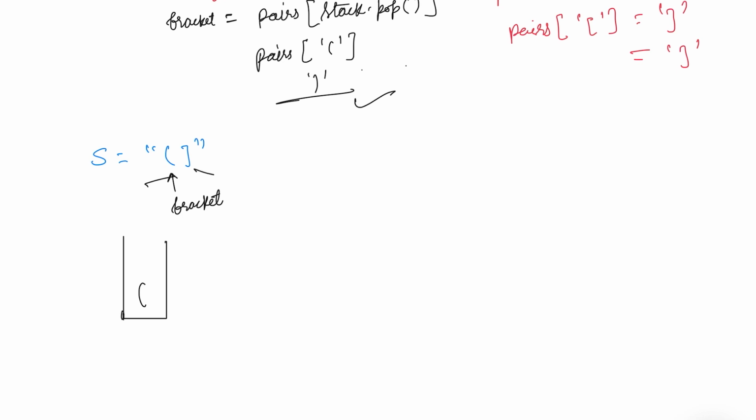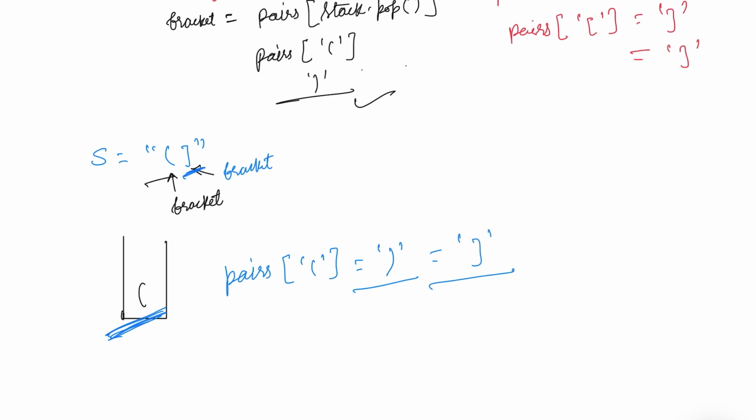Now the next bracket will be this one, so this will not go inside the stack. We have to check by popping from the stack what its value is. Pairs of the popped one gives its value, the closing bracket. But our string bracket is this other closing bracket, so both are not equal. So in this case it will just return false.